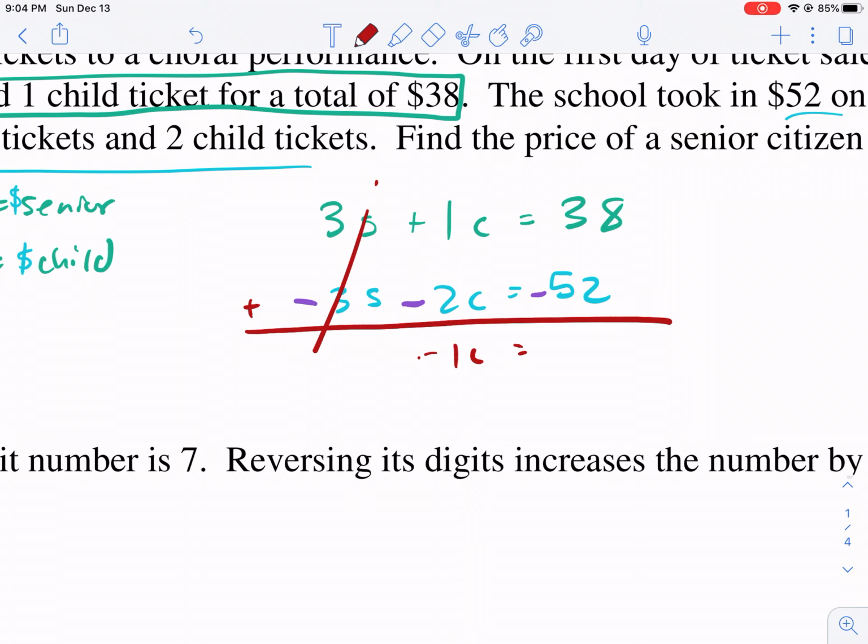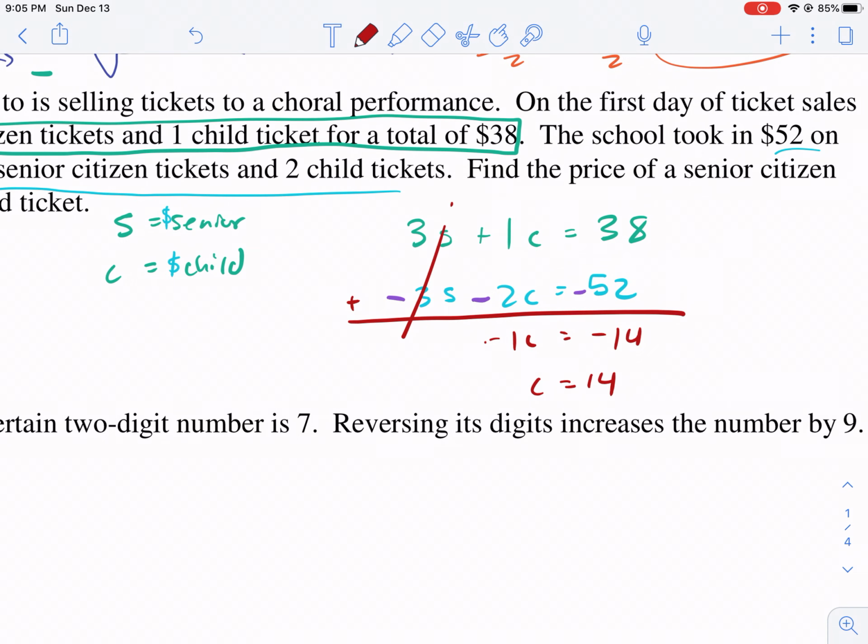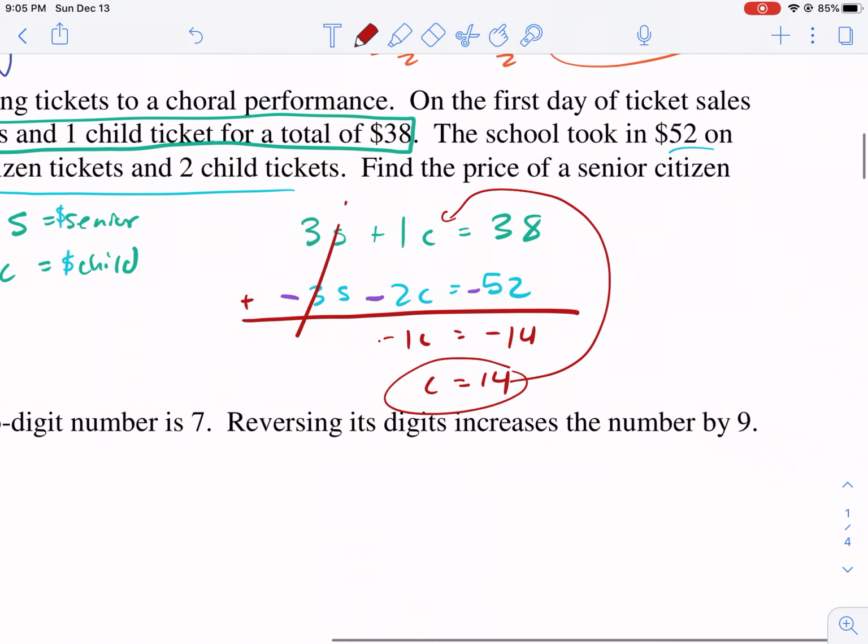And then we have equals, and then we multiplied this by -52, and that's going to give us what, -14? -14. So C equals 14. Now, we have to find our other value, so we're going to plug this back in. Oh, yeah, that's correct. So C equals 14. So we're going to plug this back into here for child, and we get 3s plus 14 equals 38. So we subtract 14 from both sides, and we get, what is that, 24?